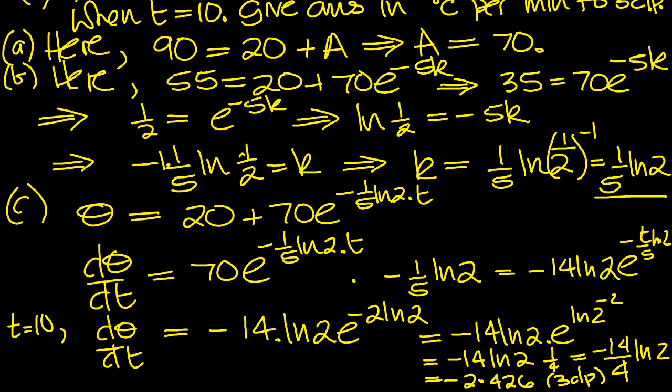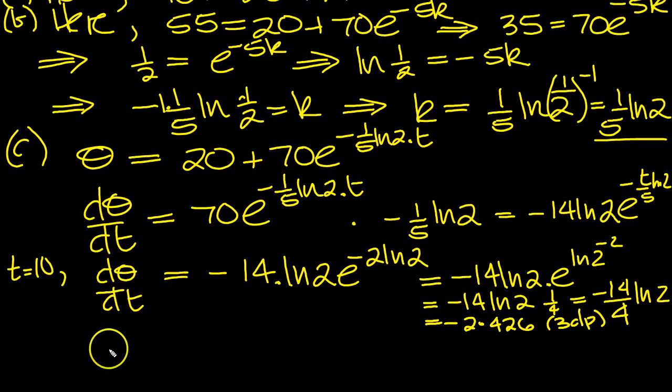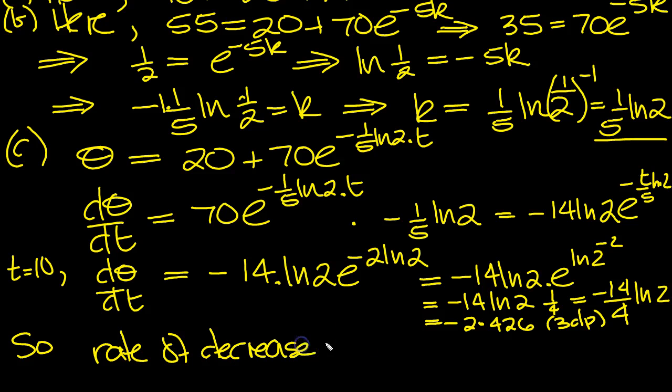So that was the rate of increase when t is 10, so for the rate of decrease, we just flip the sign of that. It's equal to 2.426 degrees centigrade per minute. And that was to 3 decimal places.